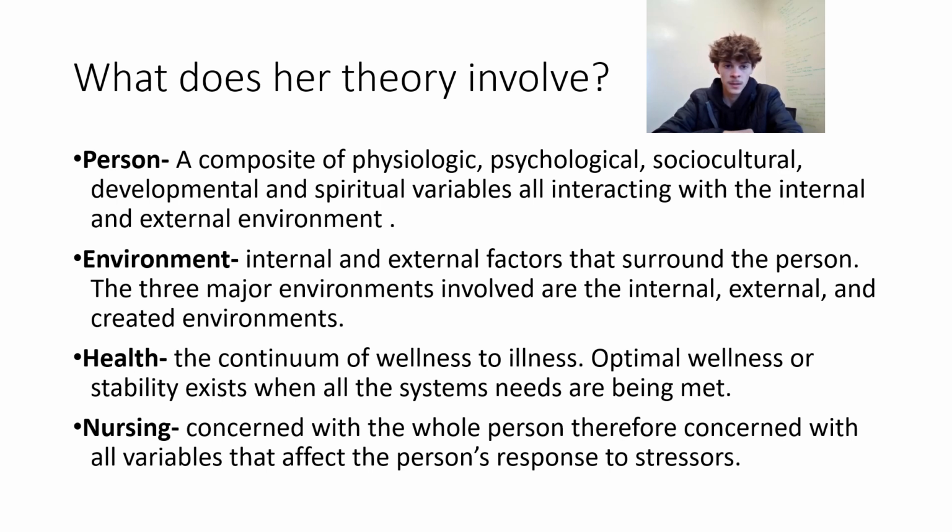The person is a composite of physiological, psychological, sociocultural, developmental, and spiritual variables all interacting with the internal and external environment. The environment is the internal and external factors that surround the person. The three major environments involved are the internal, external, and created environments. Health is the continuum of wellness to illness. Optimal wellness or stability exists when all the system's needs are being met. And nursing is concerned with the whole person, therefore concerned with all variables that affect the person's response to stressors.